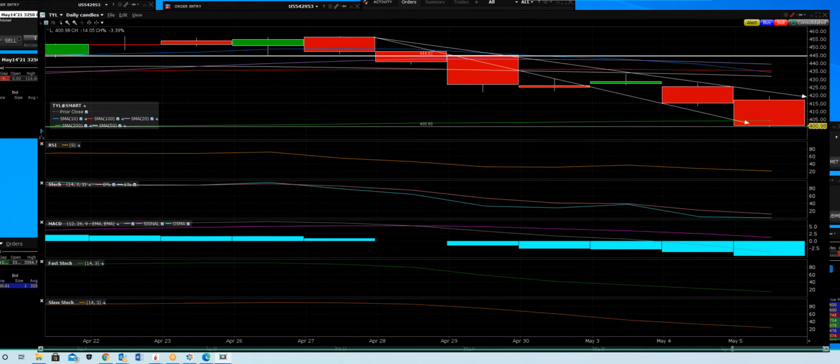So when you're identifying, that was a $19.02 range, and the top on it today was 419.46, and the low was 400.44, and the last print was 400.98, down 14.05 on 417,000 shares, and that equals 3.39%.